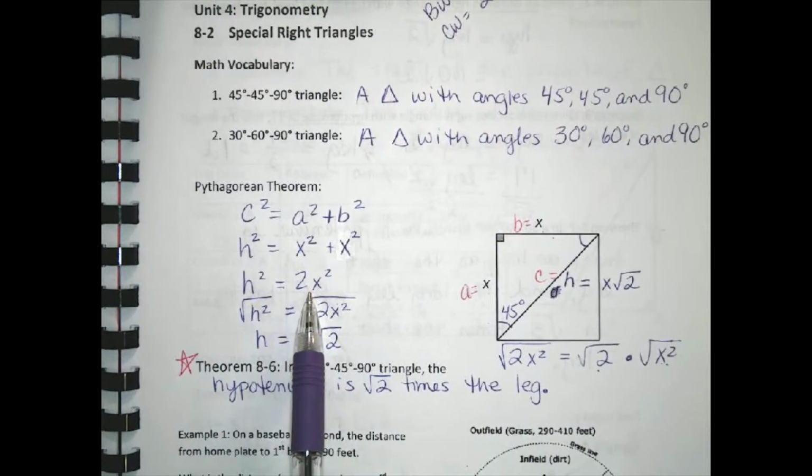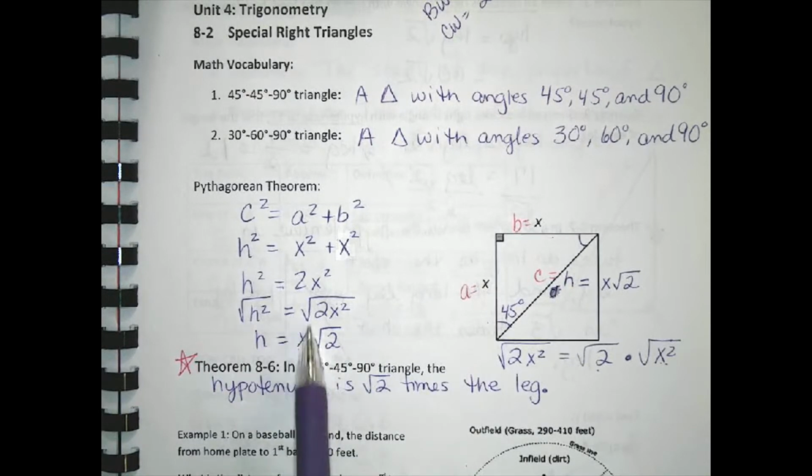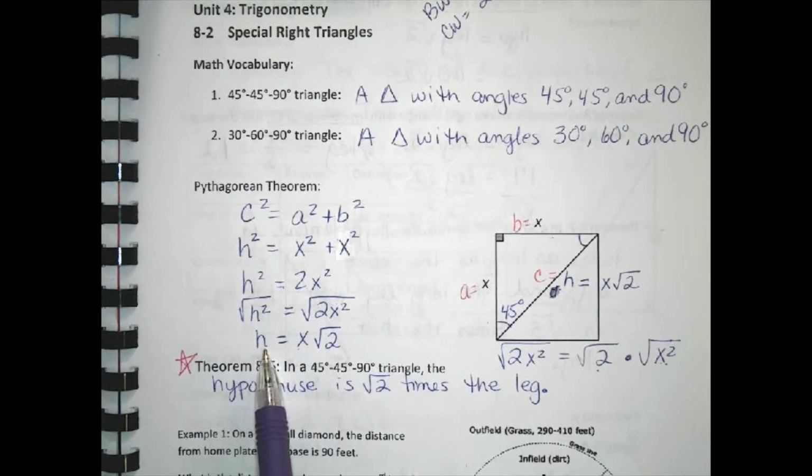To find h, we need to take the square root of both sides. And in doing so, we find that the square root of 2x squared is x times the square root of 2. So therefore, the hypotenuse equals x, or the length of a leg, times the square root of 2. That's why it works.